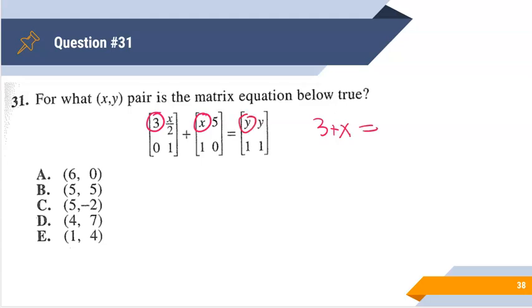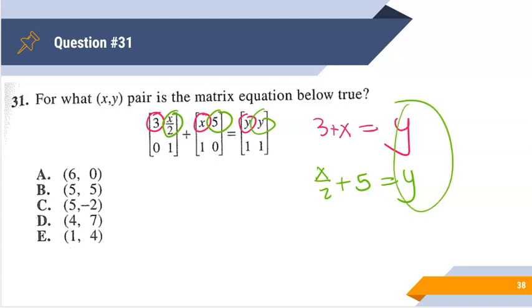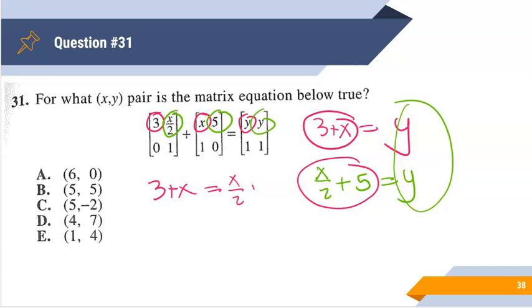should equal y. So that's one equation. And another one would be x over 2 plus 5 equals y. Now, if both these things equal y, then we know that both of them equal each other. So I could say 3 plus x should equal the other part, x over 2 plus 5. And if I don't like fractions, right, I could go ahead and multiply by 2 to get rid of that stuff.